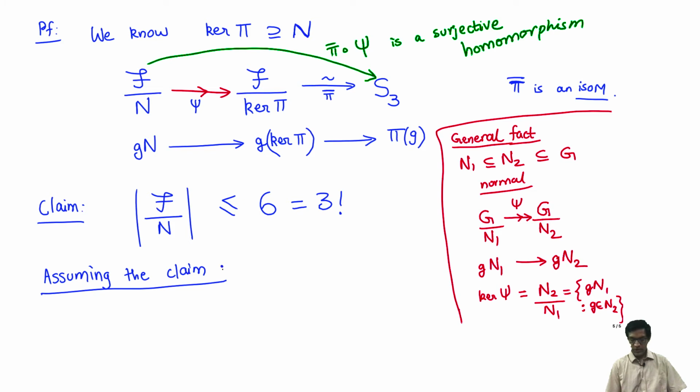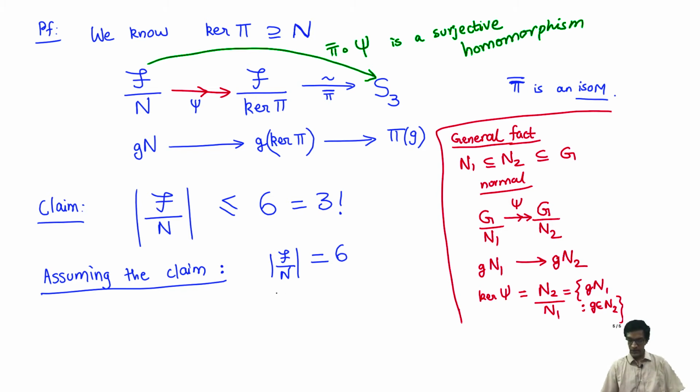let's see what we can deduce. So observe, because f by n surjects onto S3, f by n must have at least 6 elements, right? Because I have an onto map which goes down to a set of 6 elements, then the set on the other side should have at least that many elements. Just a property of onto maps. And on the other hand, the claim says that this has at most 6 elements. So assuming the claim, we would conclude that f by n in fact has exactly 6 elements, because the onto-ness gives you the other inequality.